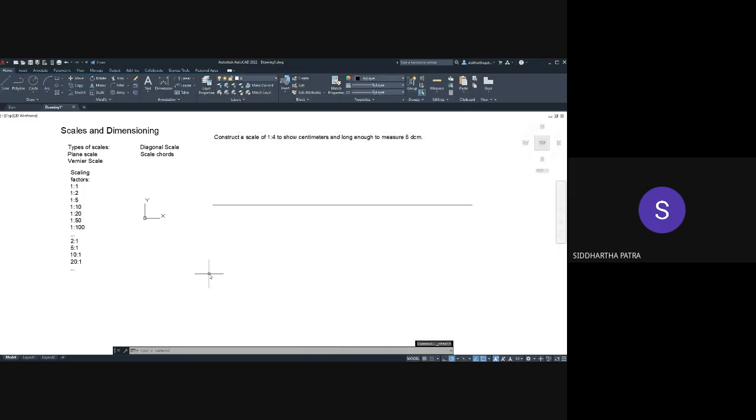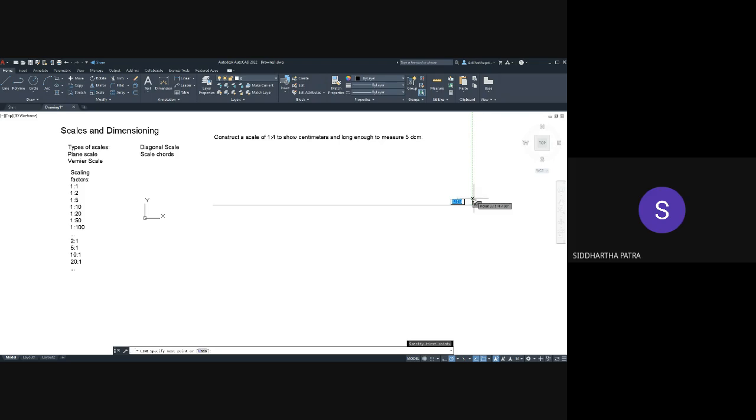Okay, so this is your first assignment actually. Construct a scale of 1 is to 4, showing centimeters and long enough to measure 5 decimeters. Okay, acha. So now what I'm doing, I'm constructing essentially a rectangle, let's say of 5 millimeter thickness.